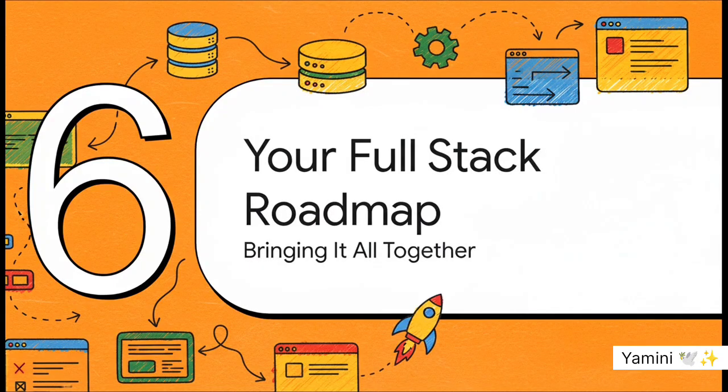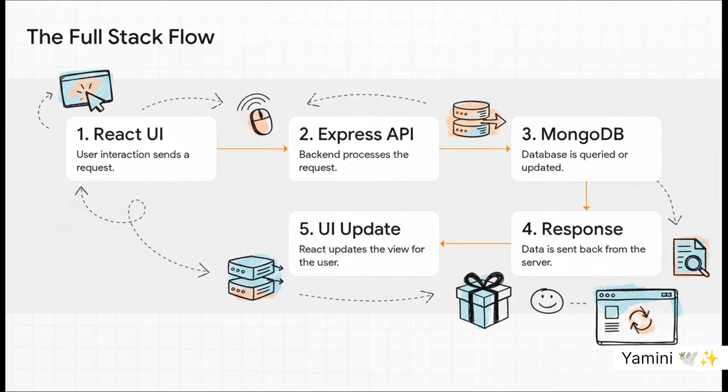So, we've looked at all the individual components. We've got the M, the E, the R, and the N. Now for our final recap, let's bring it all together and see how these pieces connect and work in harmony to create a complete, full-stack application. Let's trace the journey of a single piece of data.